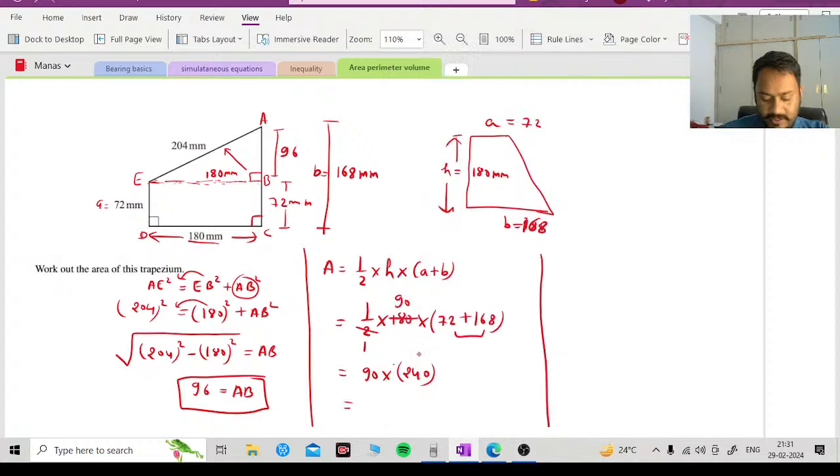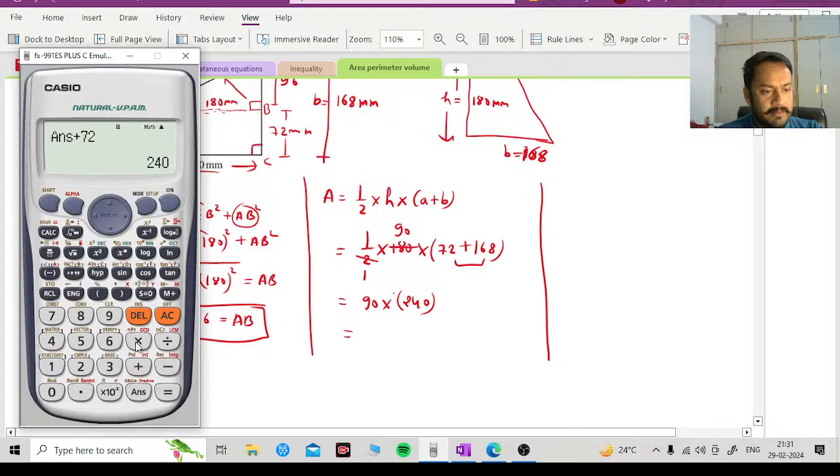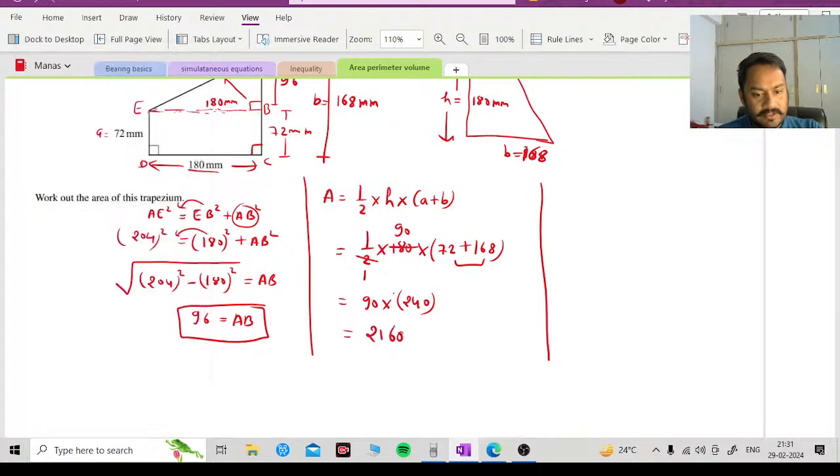So if you multiply them, what will be the answer? Puranja has given the answer. Shilasha is telling 13,824 and Puranja is telling 21600. Let's see. If we multiply this together, it will be 240 multiplied by 90. So the answer will be 21600 mm square, right? Shilasha, I think your answer is wrong. You need to figure out what you did wrong.